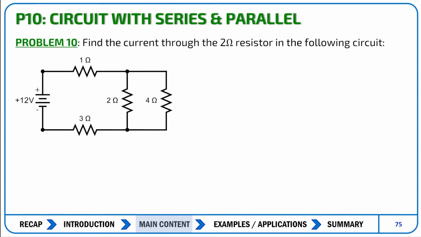Problem 10 is a circuit with series and parallel components. We're trying to find the current through a 2-ohm resistor in the following circuit. So where is the 2-ohm resistor? It's right here. We're trying to find the current that flows through that one specifically. So let's just label this. We have R1, we have R2, we have R3, and we have R4. We're also going to label the battery as epsilon.